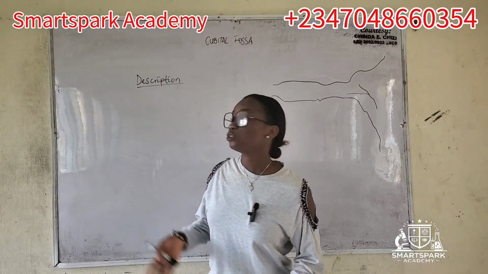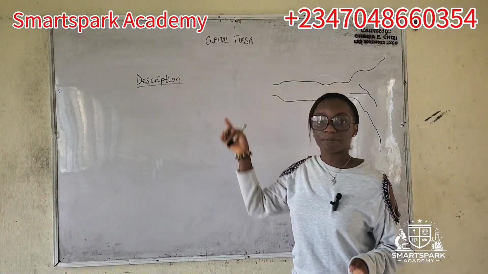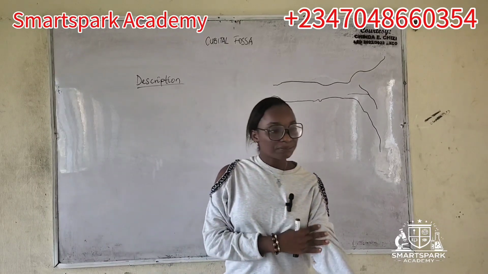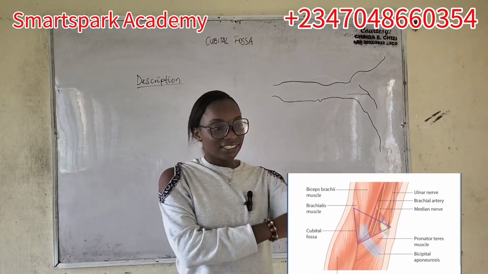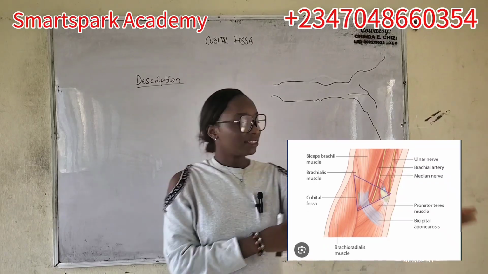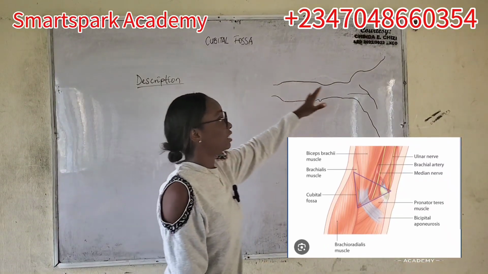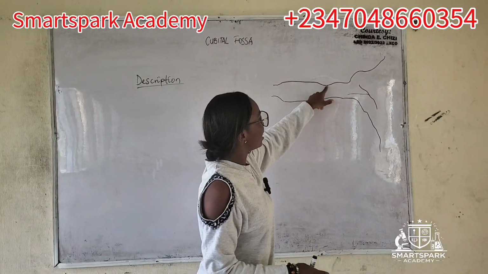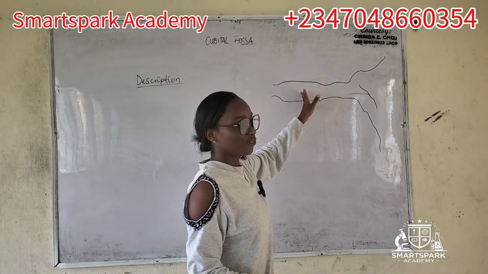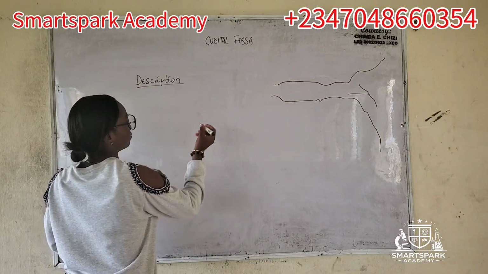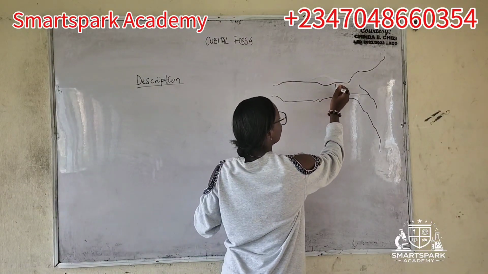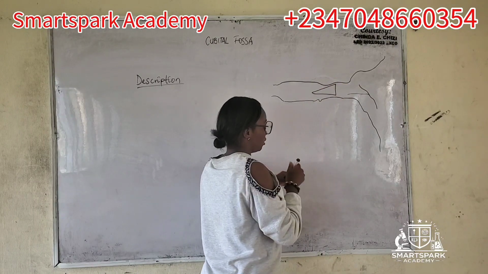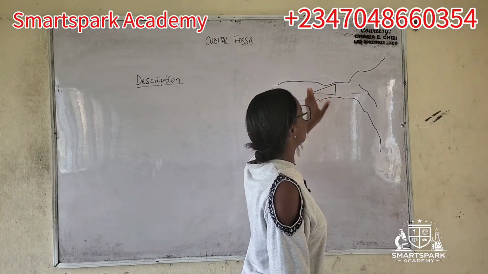So first things first, let's look at the description of the cubital fossa. Now, I want you to understand that the cubital fossa is a triangular space present in the anterior aspect of the arm. Now, this is a very simple diagram. This is the anterior aspect of the arm. We all know when your palms are open anteriorly. Now, it is present here at the junction between the arm and the forearm. It's a triangle. I think it should be around here. Yes. Now it's a triangle present at the junction between the arm and the forearm.